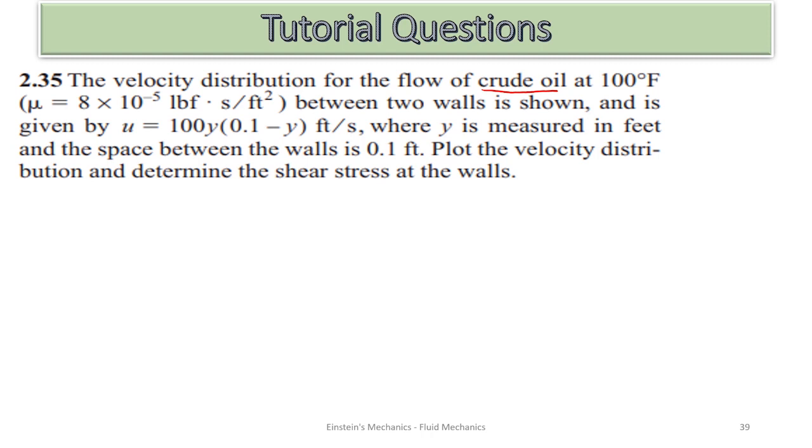And we have the velocity given, u. Remember, this is mu, and it is different from that. U, which is the velocity, is given as this equation, in feet per second, where y is measured in feet and the space between the walls is 0.1 feet. Plot the velocity distribution and determine the shear stress at the walls. Are we good? So I'm interested in finding the shear stress at the walls.